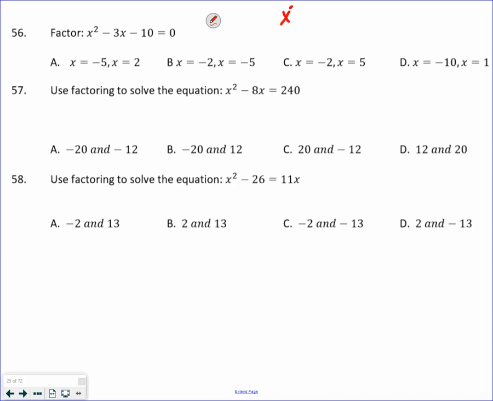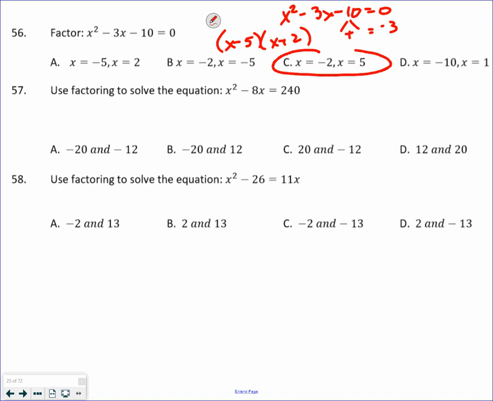x squared minus 3x minus 10 equaling 0. So I need factors of negative 10 that would add up to negative 3. So in factored form, this would be x minus 5 and x plus 2. Set the parentheses equal to 0. So x minus 5 equaling 0, x plus 2 equaling 0. Solve both of those. And again, due to space constraints, I'll go ahead and just give you the answer there.